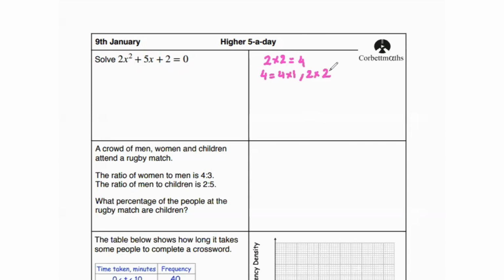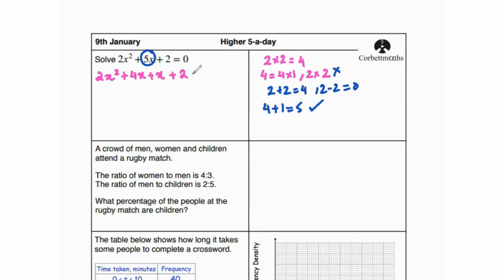Once we've found the factors, we're going to choose that set of factors which, when added or subtracted, give us the middle term, which is 5x. So we know 2 plus 2 is 4 and 2 minus 2 is 0, so we can't choose 2 and 2. We know 4 plus 1 is 5, which means we can choose 4 and 1. So what we will do is replace 5x with 4x plus x, and the 2x squared plus 2 come as it is.